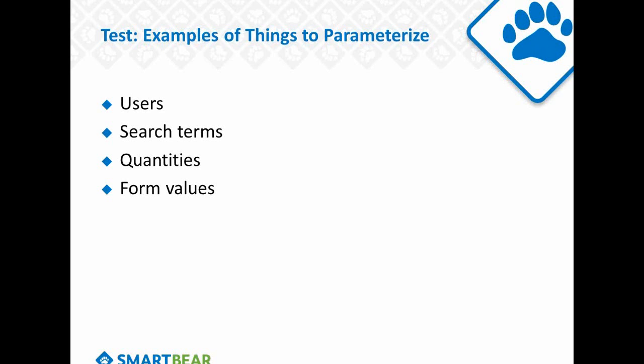Different quantities. By testing for different quantities, you could actually uncover some bugs in the application as well. If something goes into a negative number, for example, and isn't handled the right way, you can find some of that out as well. And then form values. Anytime that you have a form that's going to be inserting data, you want to have the information on that form be as varied as possible.